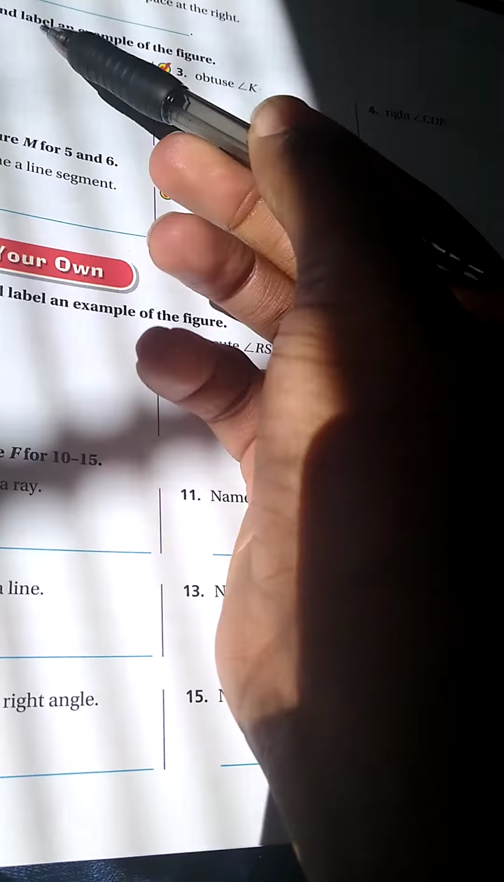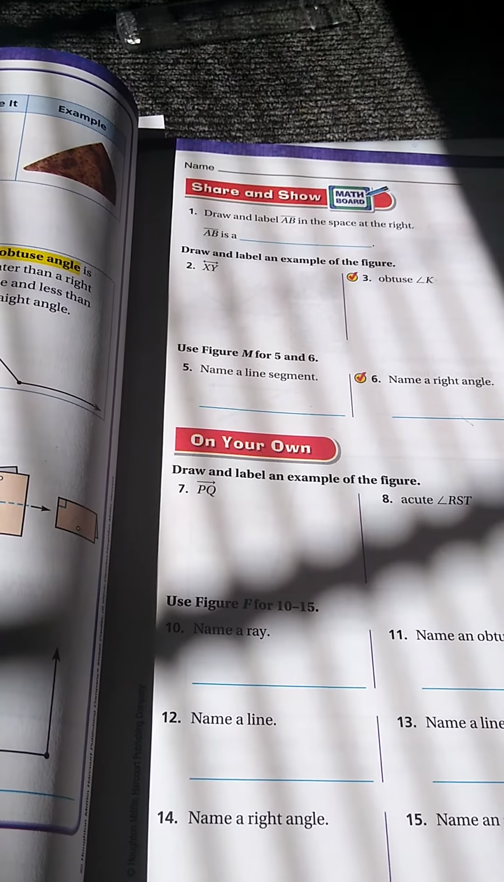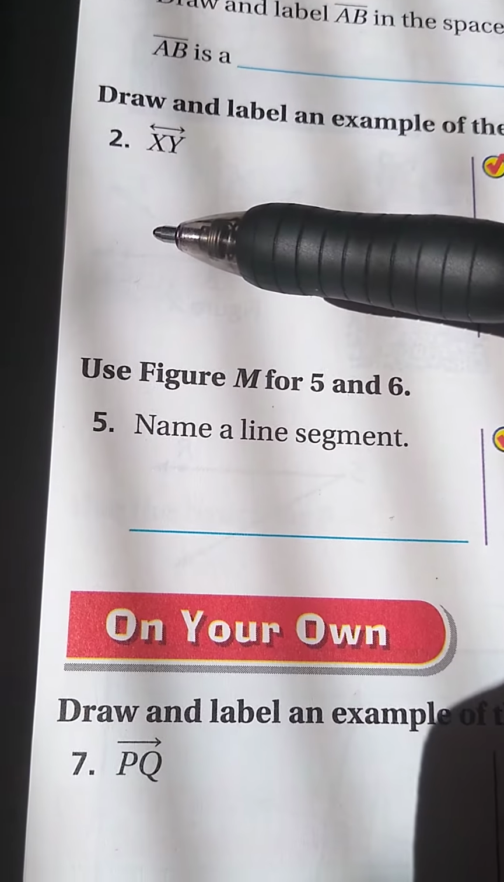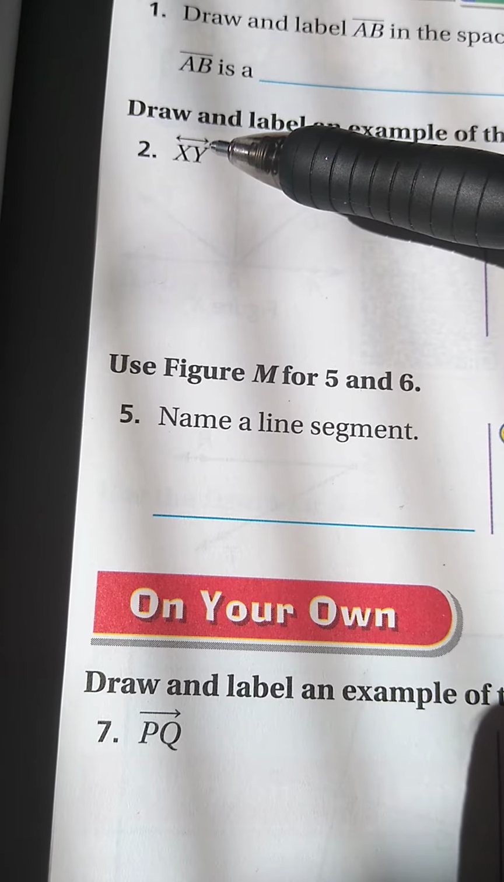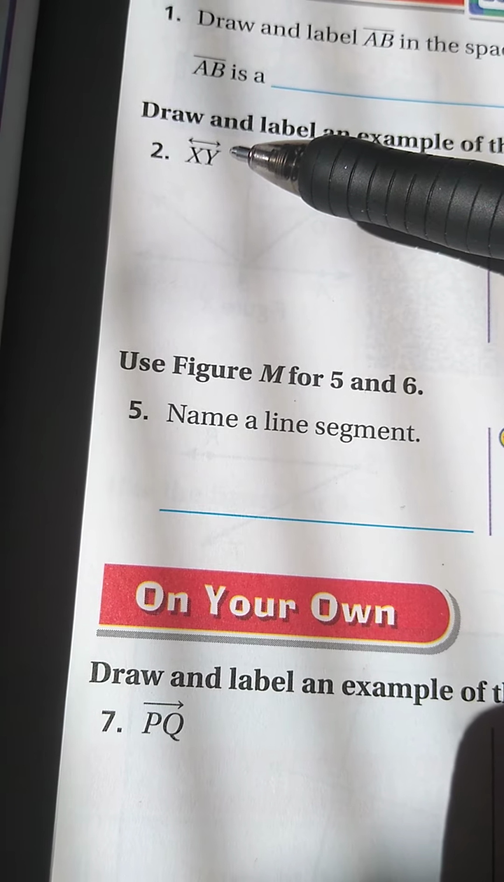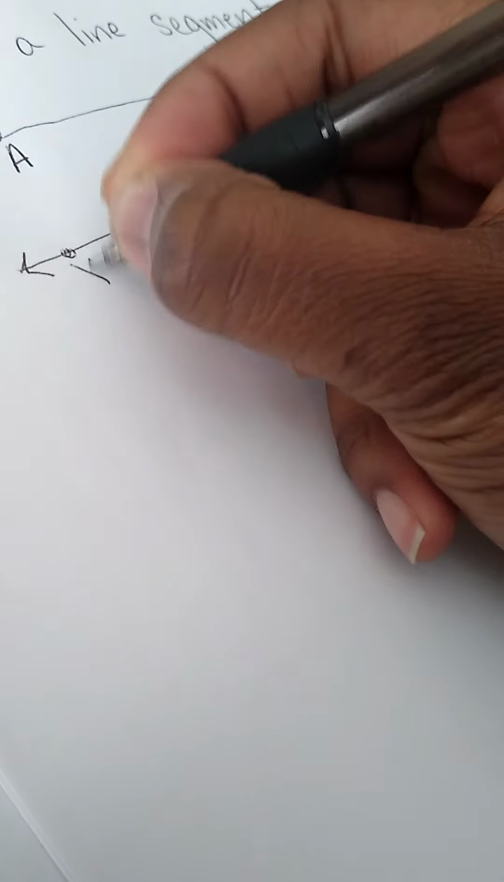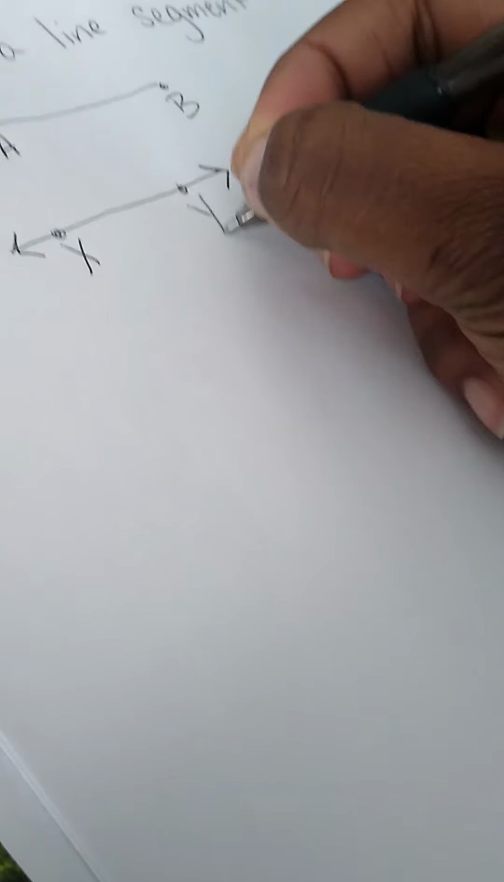Number 2, we're doing a lot of this practicing. This was really just explicit, and this is more so practice. So draw and label an example of the figure. I see points X and Y. There's a line on top, but there are arrows at both sides, so this is a regular line. I'm going to come over here and draw my regular line first. And then I know that I have points X and Y, so I'm going to put point X on one side and point Y on the other.